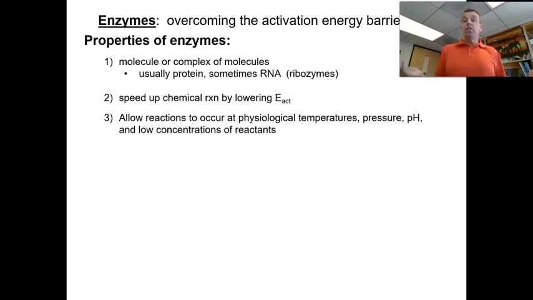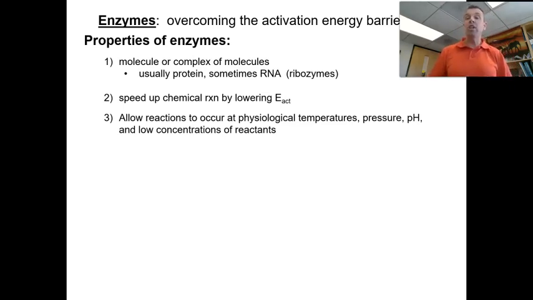The other thing you could do is just have so many reactants that they're automatically going to run into each other, and some of the reactions will occur. If you have more reactants, then you have more chance of some of those reactants having enough energy. But you can't do this in a cell. The cell has to do this at physiological temperature, pressure, pH, and low concentrations.